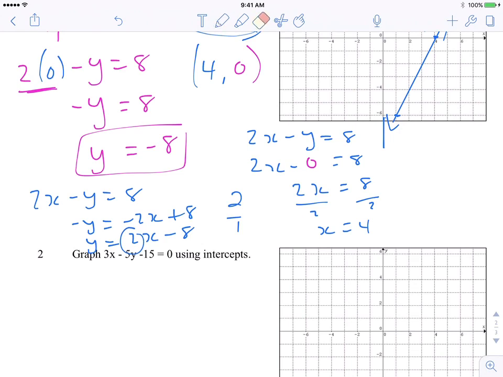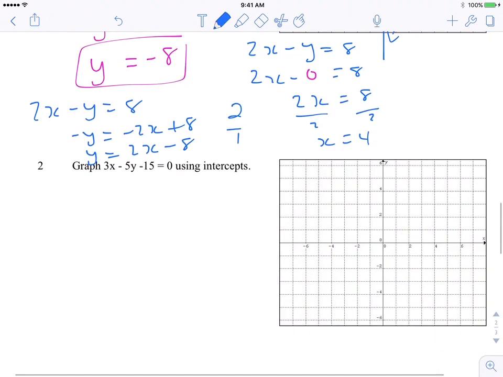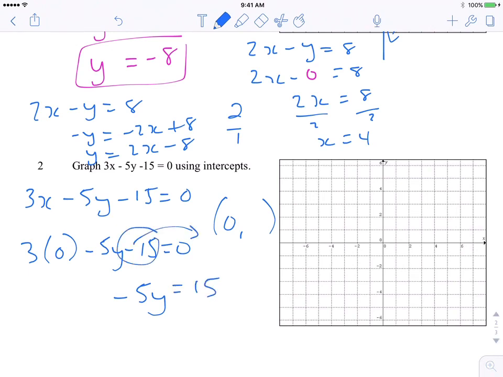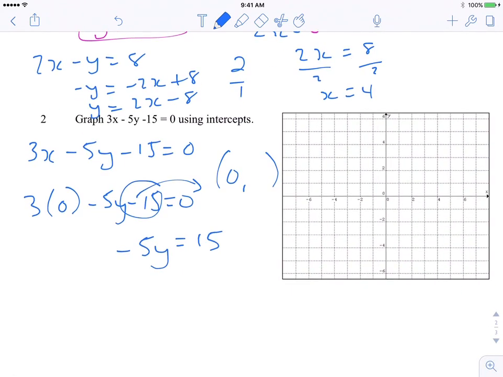All right, let's try this. Let's graph this using intercepts. 3x minus 5y minus 15 equals 0. Again, I want you to think of making x 0 and then making y 0 to find the two intercepts. So here we say 3 times 0, so x is 0. We'll solve for y. And so we get 3 times 0 is 0, and we're left with negative 5y, and we'll add 15 to both sides, so I get this. Right, so basically it looks like we took this and brought it over. And now we divide both sides by negative 5.